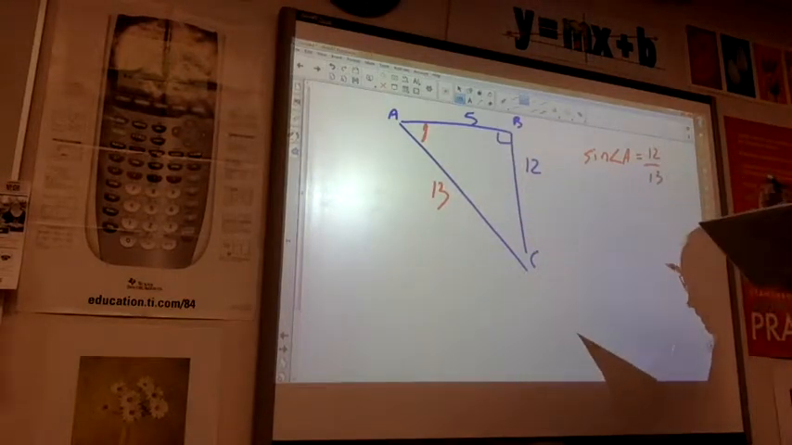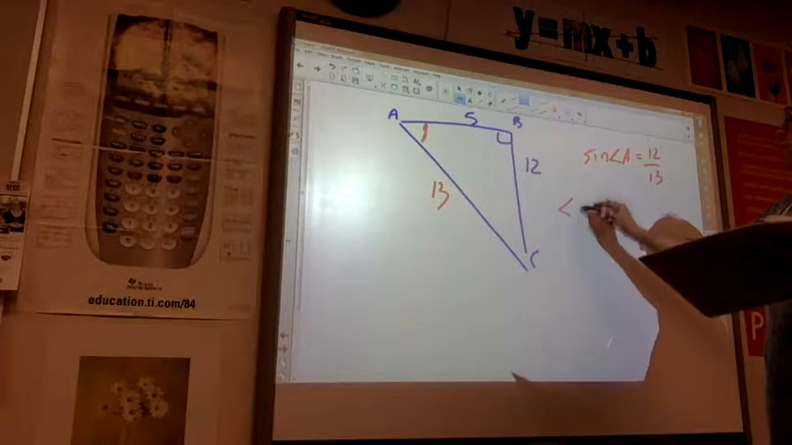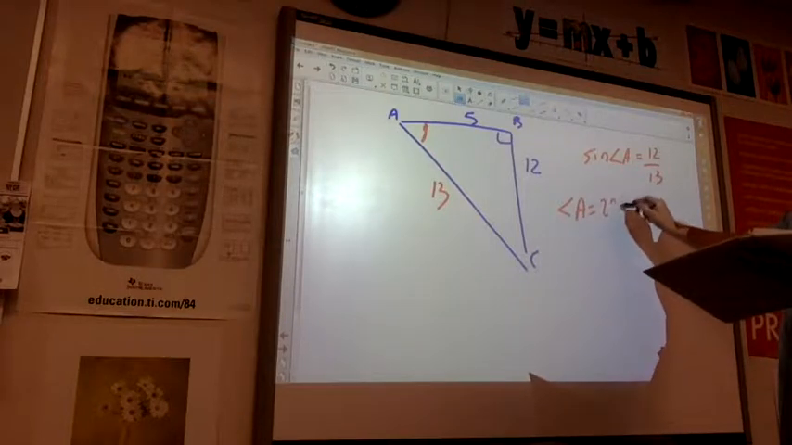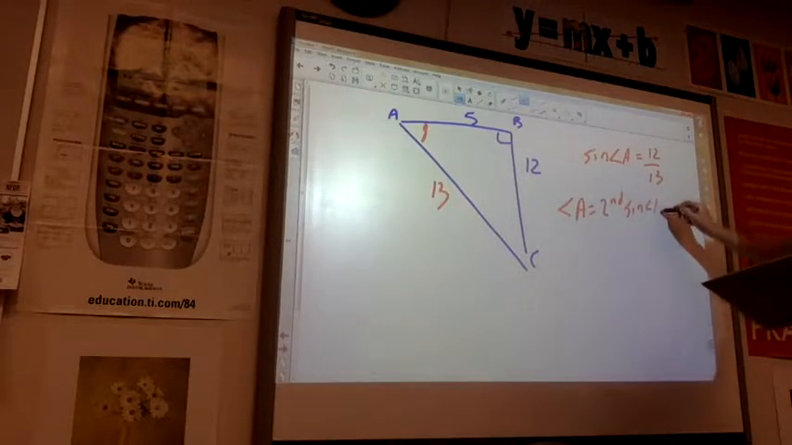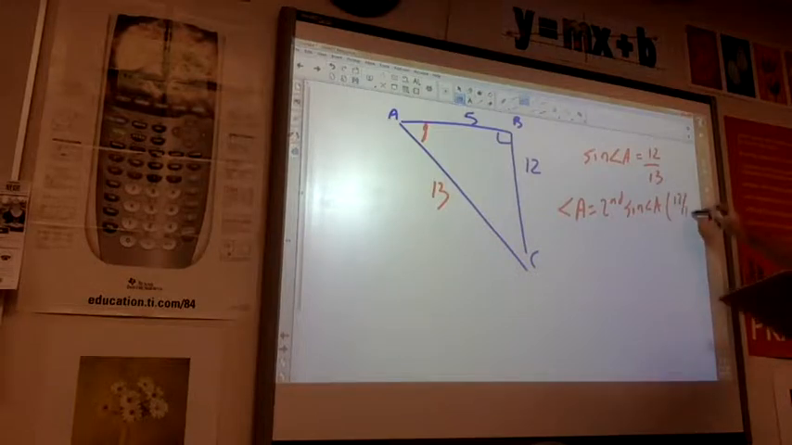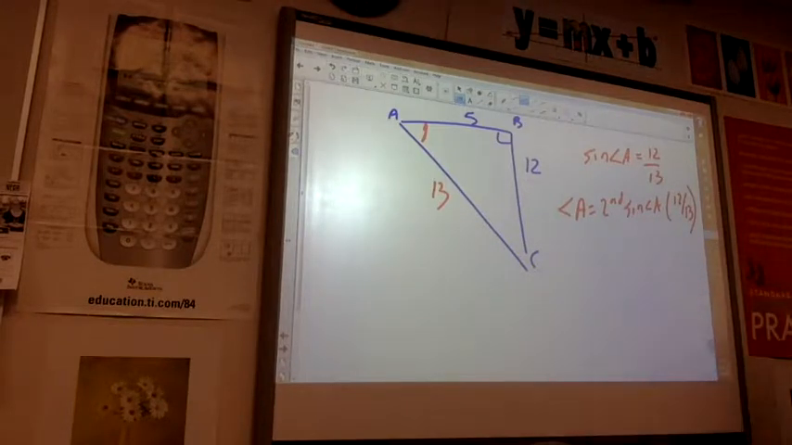That part's done. And then if you wanted to find angle A, you have to do inverse sine of 12 over 13. That's it. And then, again, make sure your calculator's in degrees. Anything else you want from review number 2? Don't lose that. That's important.